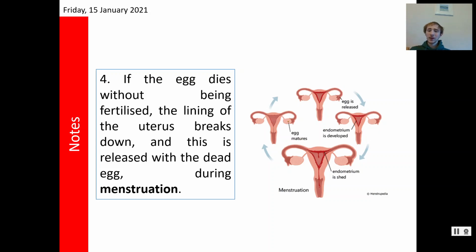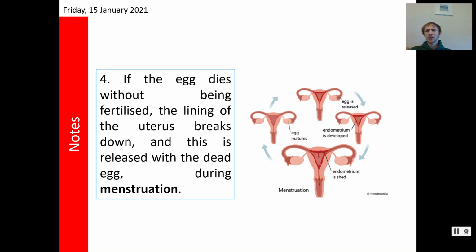Now, therefore, we can't keep the lining continually. We have to lose the lining at least once every 28 days. Now, that is to reduce the risk of bacteria growing.